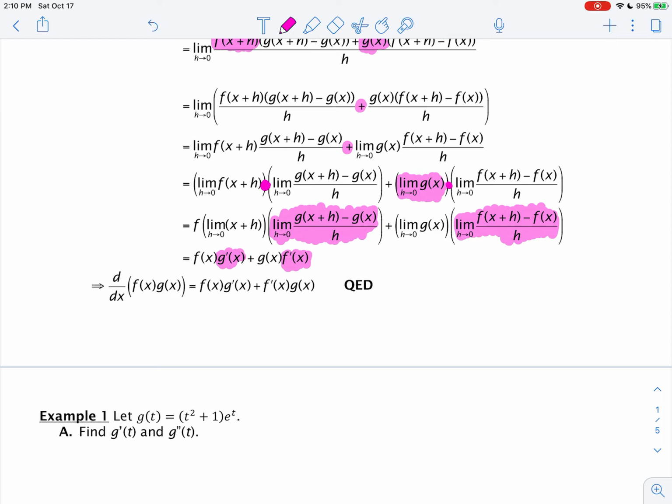Okay, so notice that I actually tend to swap spots, and I will say that if y is equal to f times g, then y prime is going to be the derivative of the first times the second plus the first times the derivative of the second. Okay, so this is going to be very helpful when we observe that we've got a function that is the product of an algebraic function and a transcendental one.